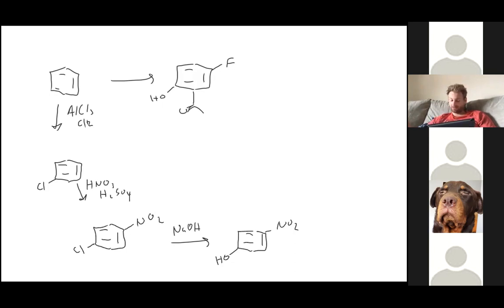From here, I've got a group 1 and a group 6. I could add my acyl chloride, and now I just need to go through my diazonium pathway to get to my final product.